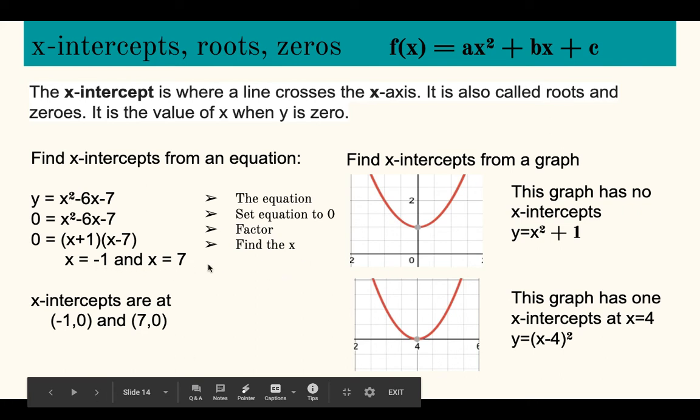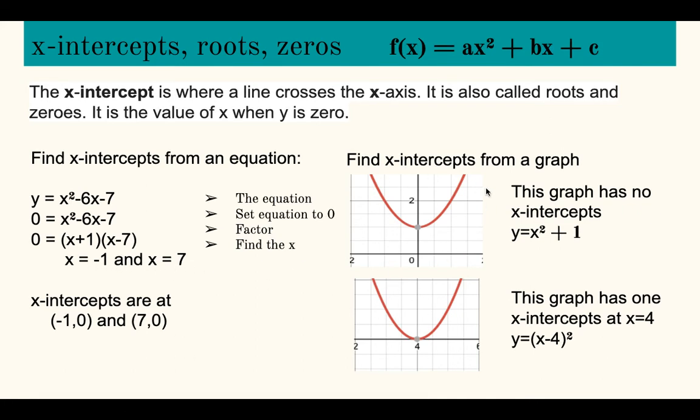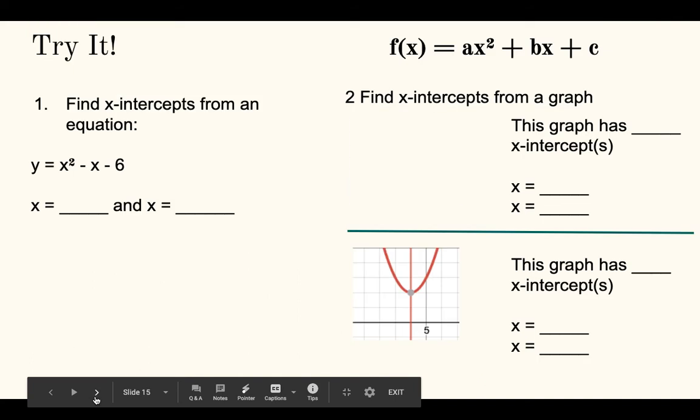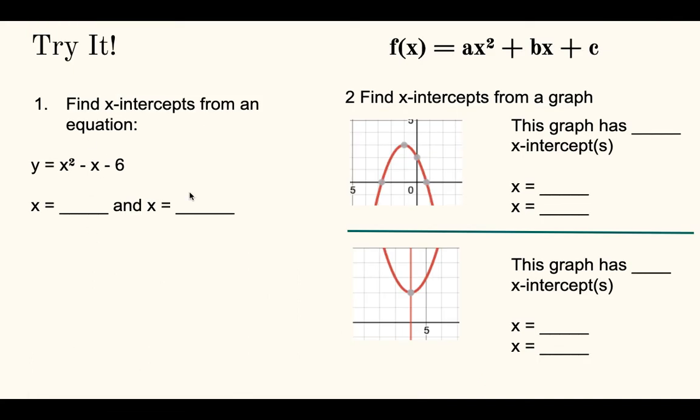This is if there are two x-intercepts. This is an example of when there are no x-intercepts. And this is an example when there's one x-intercept. And we talked about that last week. Find the x-intercepts of the equation. I want you to pause the video, do these problems, and then unpause the video.